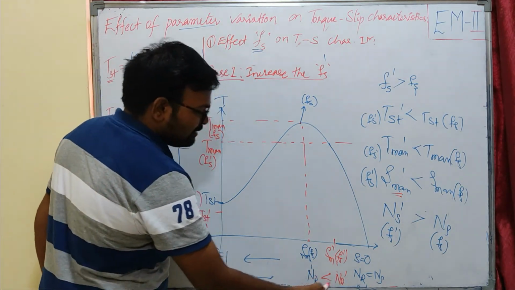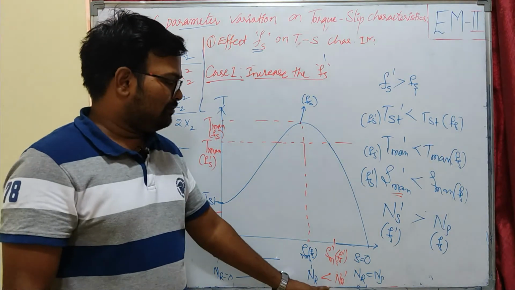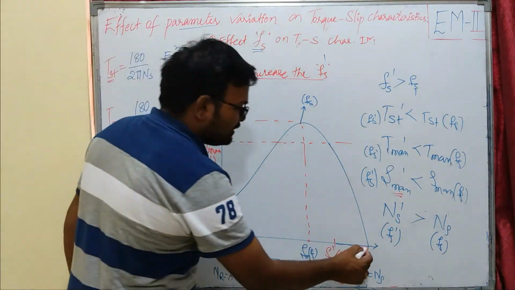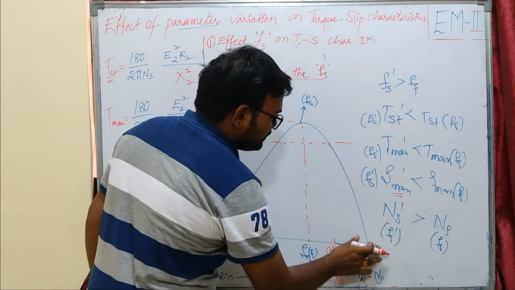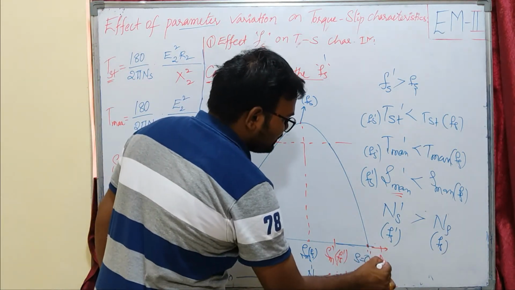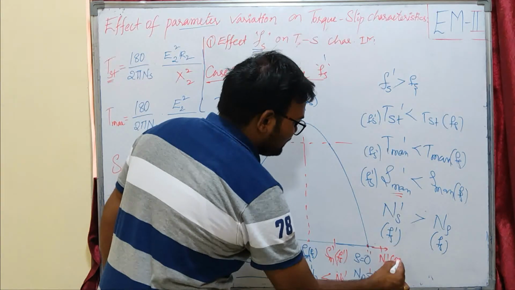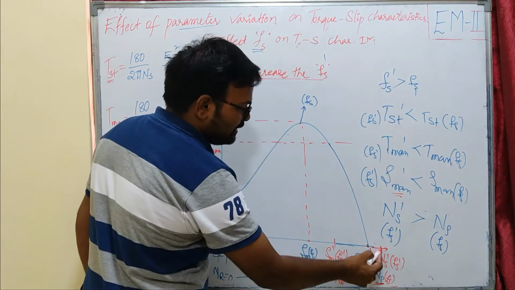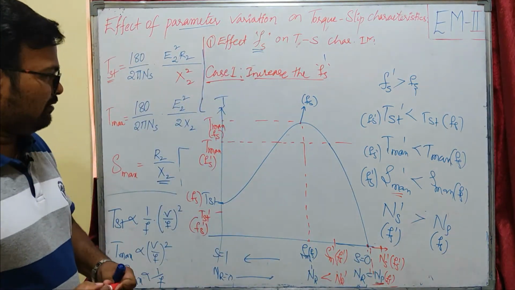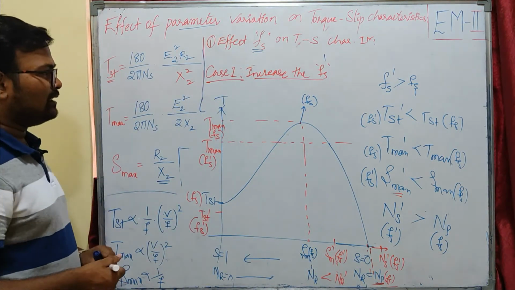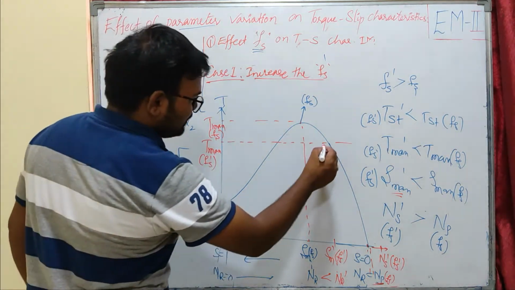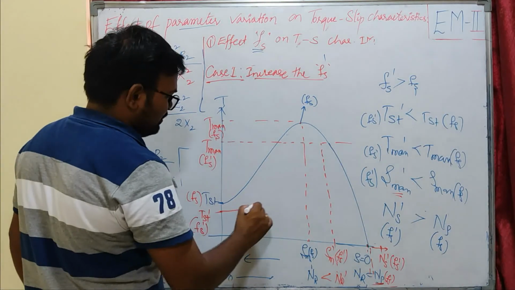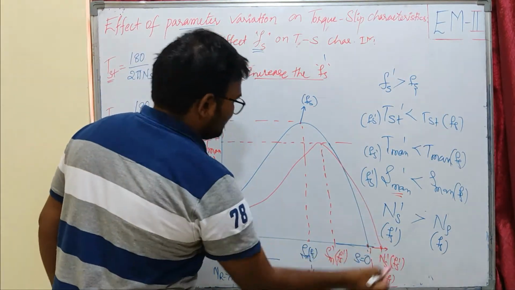That means the speed of the rotor is increased due to the increase in frequency. And you can see our synchronous speed was initially at this point, now it is increased to some extent. This is my Ns dash corresponding to Fs dash. This is my Ns corresponding to Fs. Now let us draw our new torque slip characteristics with increase in frequency. So this is my new slip at maximum torque condition. It will be like this.